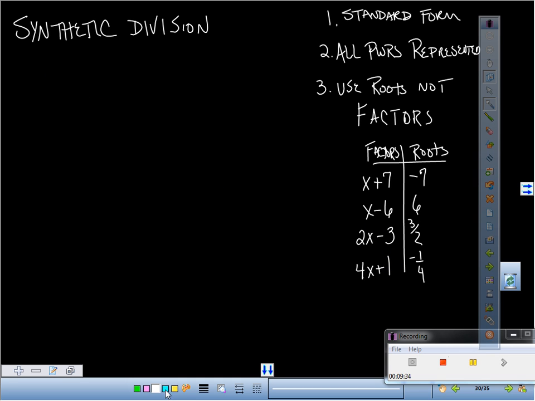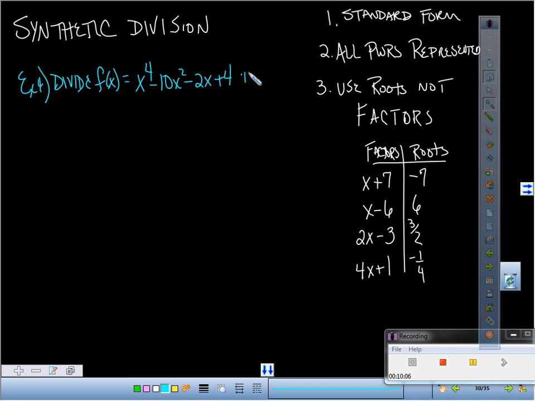This is example 4. Example 4, we are going to divide f of x equal to x to the 4th minus 10x squared minus 2x plus 4, by x plus 3. Okay? All right. So what's the first thing you need to check?